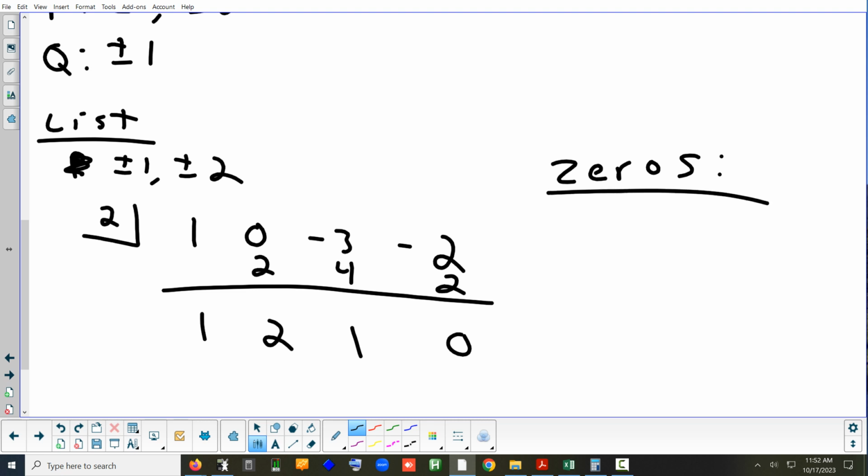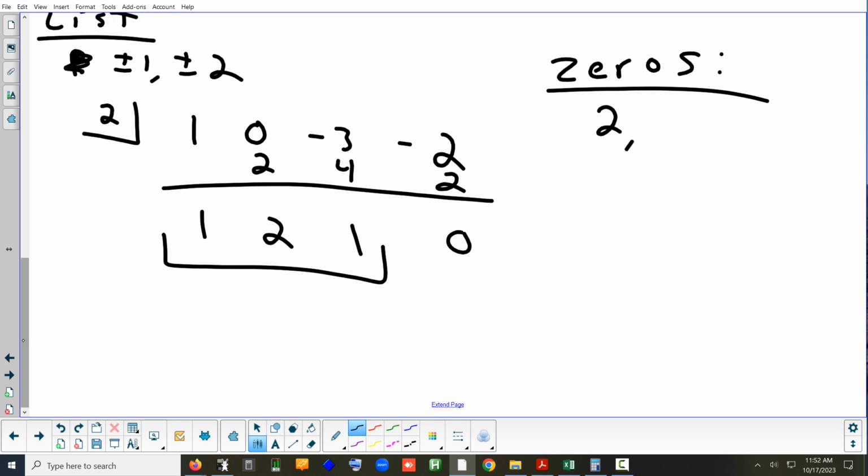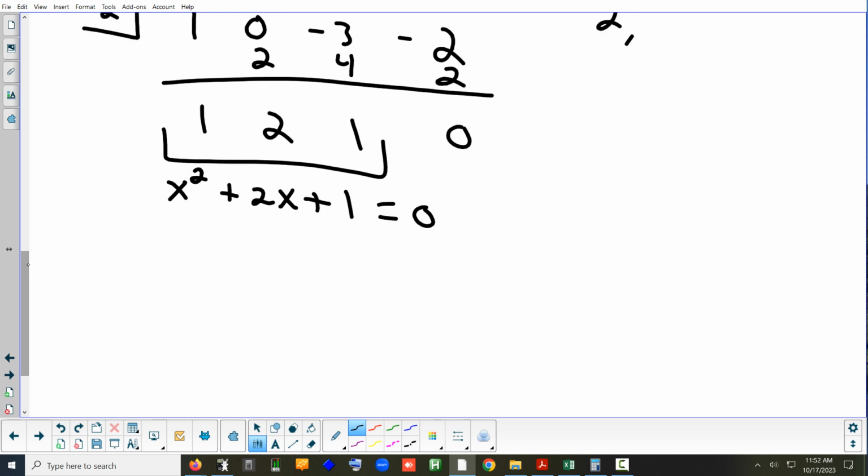Okay, so we've got 2. Now we focus on the quotient. If I write that out, what's my quotient? Yeah, 1x squared, or you can just put x squared. Now that you've pulled one of the zeros out using synthetic division, take what you have left and find the rest of the zeros. Sometimes you need to use the quadratic formula. In this case, you can factor it.